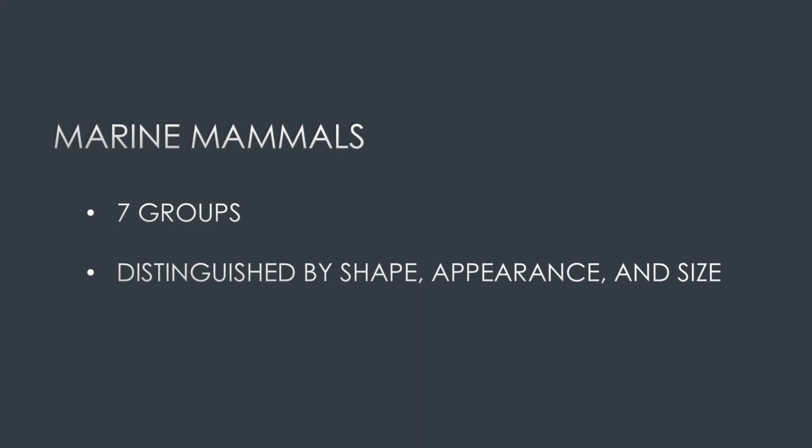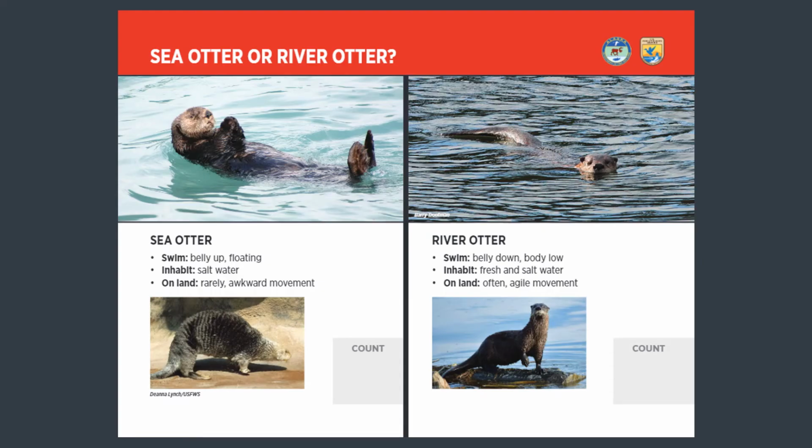Next, we will discuss marine mammals. The aid categorizes marine mammals into 7 basic groups based on shape and appearance and size characteristics. The first two groups are sea otters and river otters. Though river otters are not true marine mammals, they can be found in saltwater near rivers and streams.